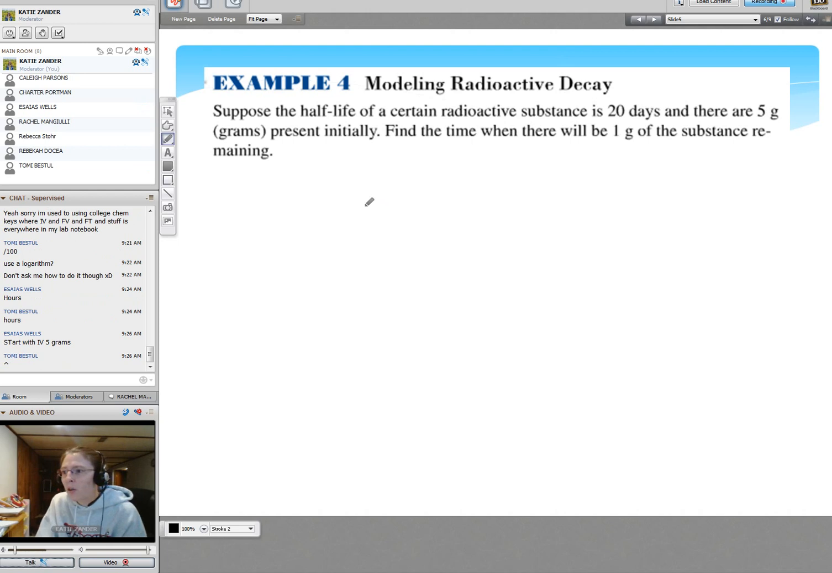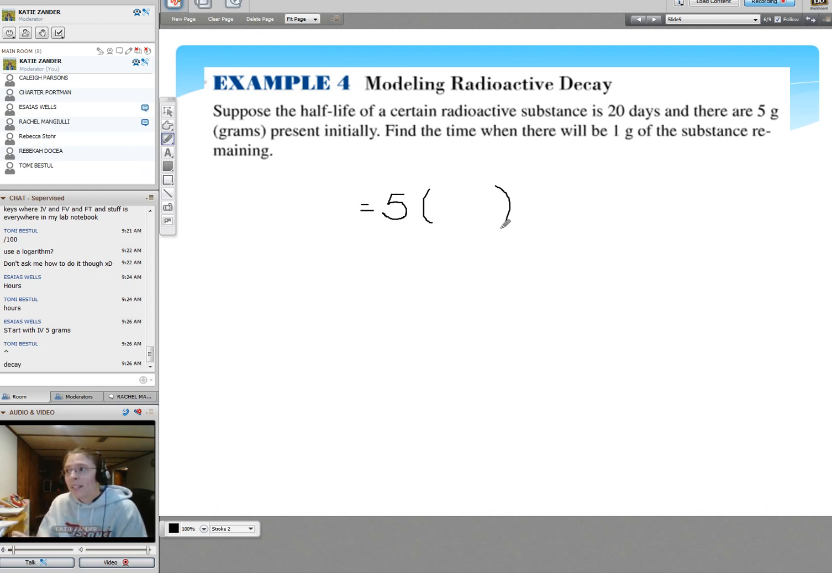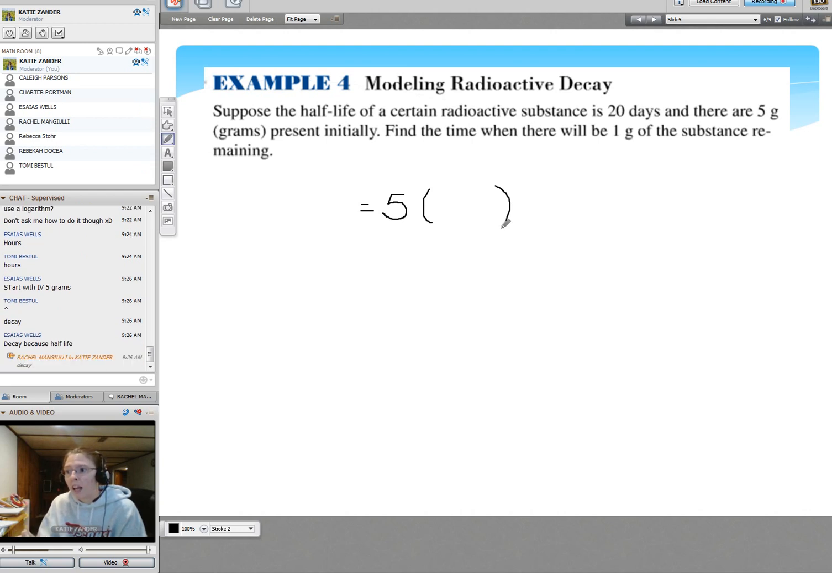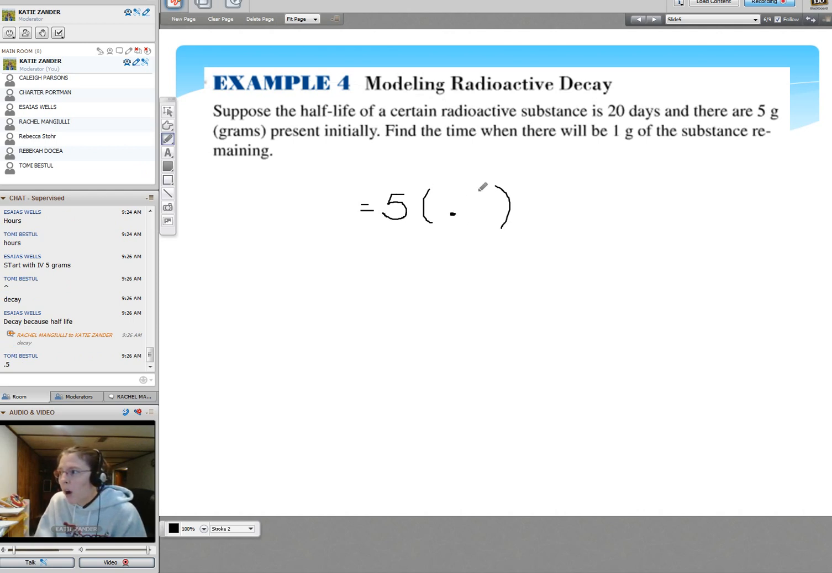Start with your initial value of 5. Yep, always a good spot to start at. Let's figure out the base then. So is this growth or decay? First we should probably identify this. Growth or decay? Decay, because you're talking about half-life. Half-life means you are splitting it in half each time. So if we're talking about half-life, what's the base going to be? Yeah, 0.5, 1/2, right? It's half of what it was.